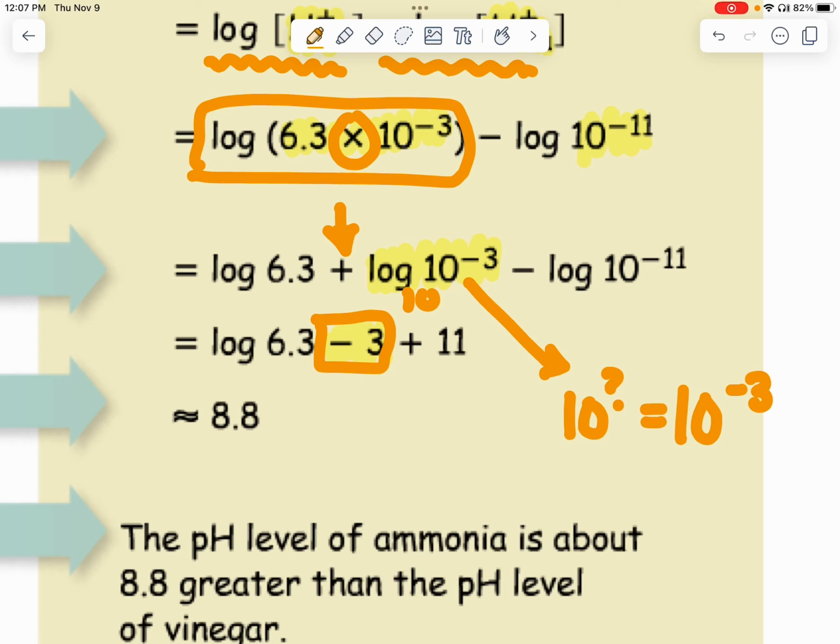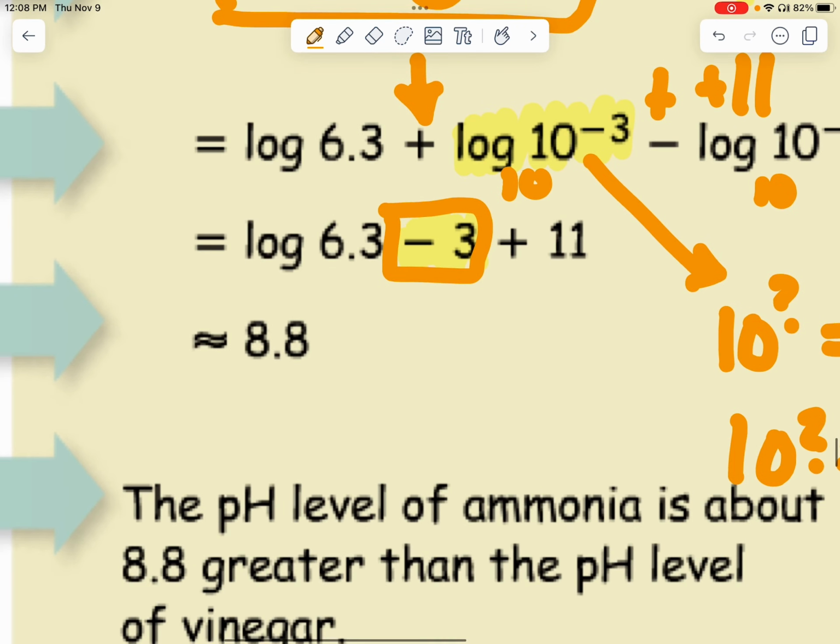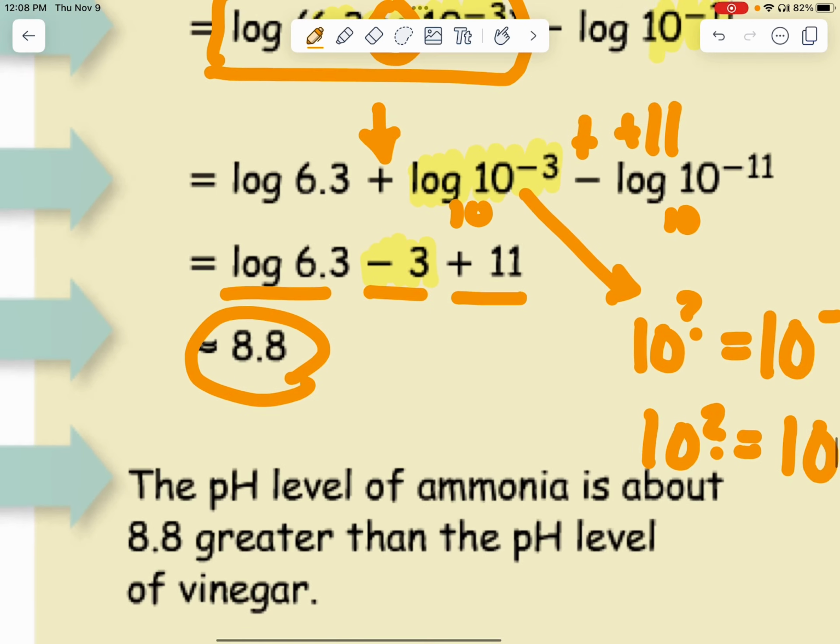And then the same thing happens here. 10 to what power is 10 to the negative 11? So let's think about that. The answer would be negative 11, but when you do minus negative 11, that turns into plus 11. And then you can type it on your calculator because it's all in a base of 10. So log of 6.3 minus 3 plus 11, essentially plus 8, ends up giving you 8.8. So they're just showing you how you can expand it and use those. So the end is the pH level of ammonia is about 8.8 greater than the pH level of vinegar.